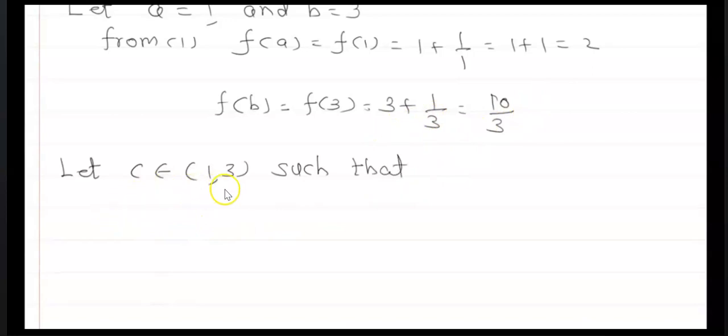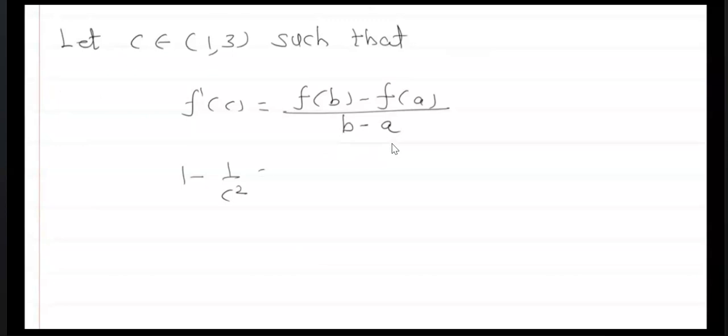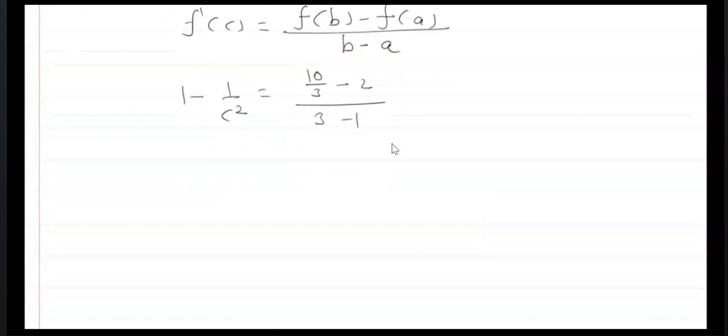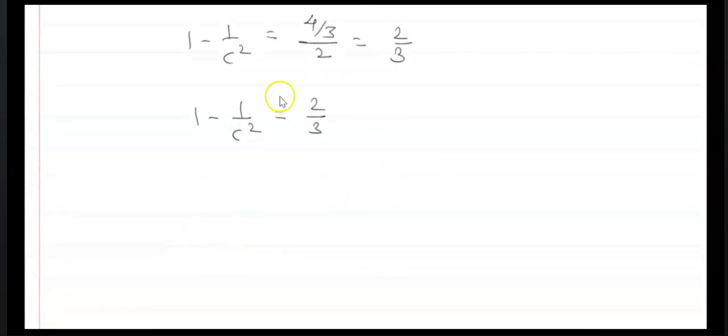Now this small c belongs to open interval 1 to 3 such that f dash of c is equal to f of b minus f of a upon b minus a, that is 1 minus 1 upon c square is equal to 10 upon 3 minus 2 upon 3 minus 1. If we simplify it, 1 minus 1 upon c square is equal to 4 upon 3 upon 2, and that is equal to 2 upon 3.